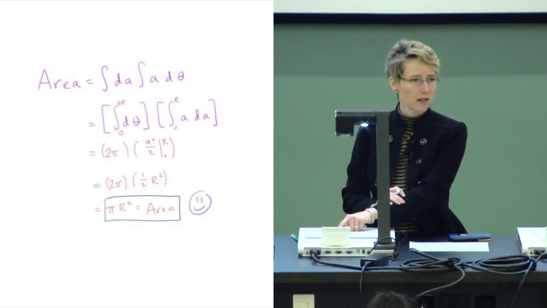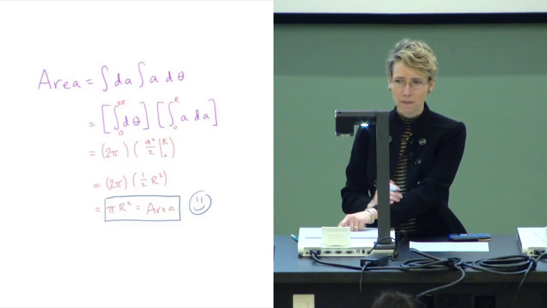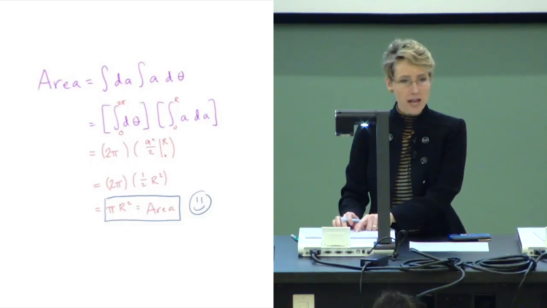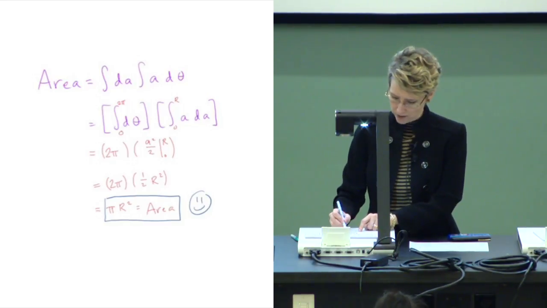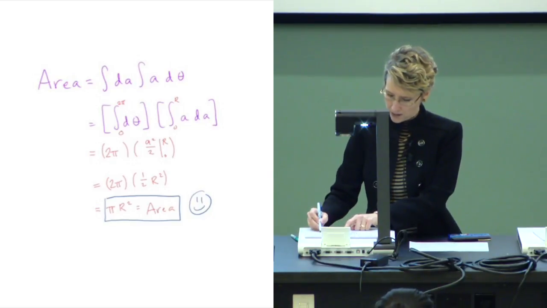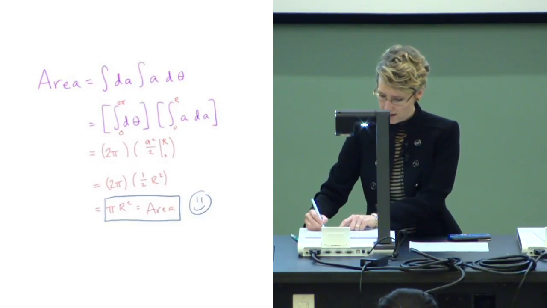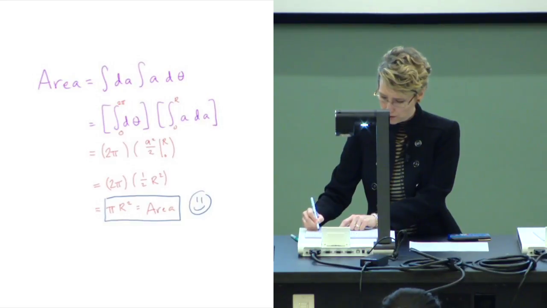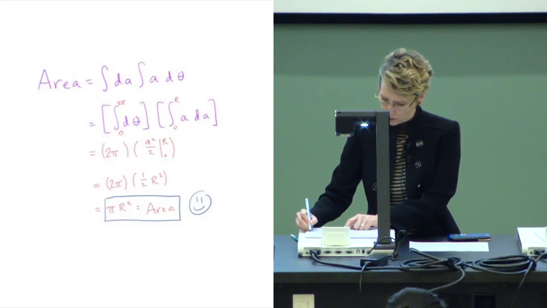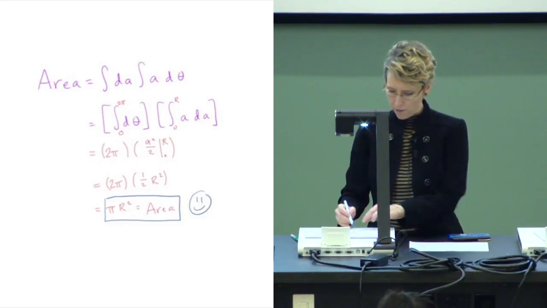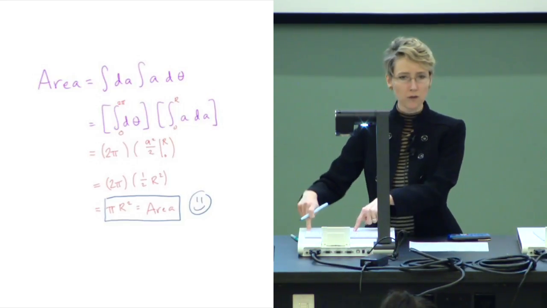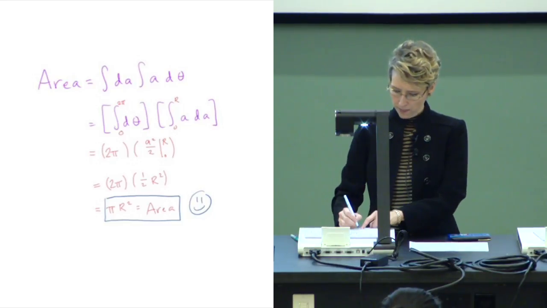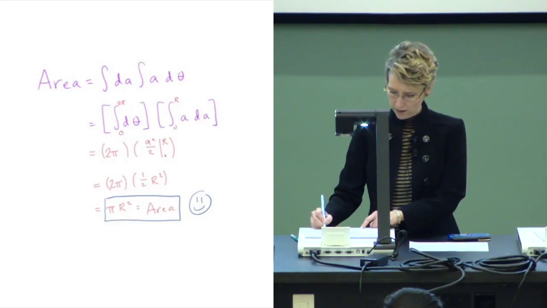So what are the limits on integration here for dA? 0 to R, okay? Integral d theta, even I can do that without looking it up on Wolfram Alpha. This guy is just 2 pi. This guy, integral a dA, is a squared over 2 from 0 to R, which equals R squared over 2. And now if I multiply these guys together, the 2 pi times the R squared over 2, I get all together pi R squared, and I got the area correctly.